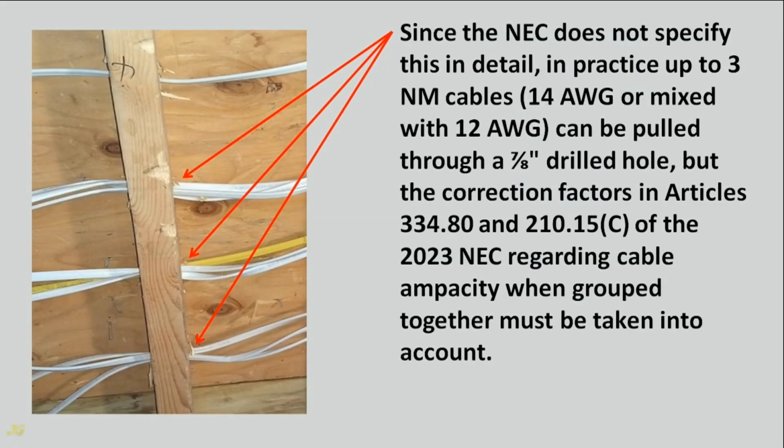Since the NEC does not specify this in detail, in practice up to 3 NM cables, 14 gauge or mixed with 12 gauge, can be pulled through a 7/8 inch drilled hole, but the correction factors in Articles 334.80 and 210.15 c of the 2023 NEC regarding cable ampacity when grouped together must be taken into account.